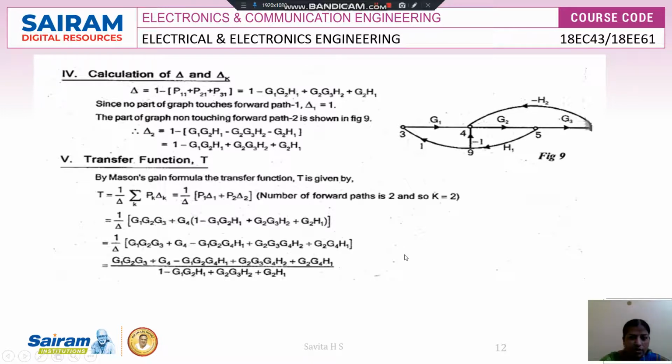Now we'll find the transfer function. Since we have only two forward paths, k value is 2. So it is P1 delta 1 plus P2 delta 2, divided by delta. We got all the values of P1, delta 1, P2, delta 2, and the delta value is also calculated. Substitute all the values. This is the final transfer function.